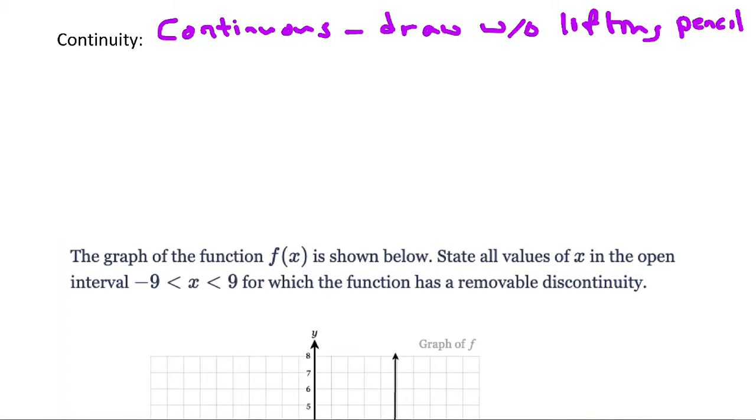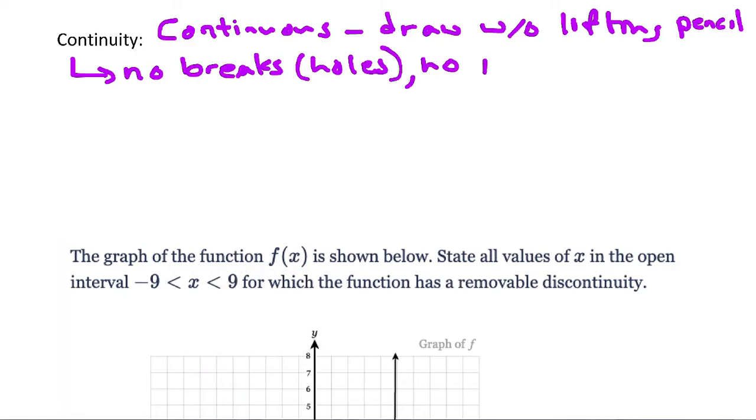So there are no breaks, like holes, no jumps, no asymptotes, no vertical asymptotes. Okay, that's what continuity refers to.